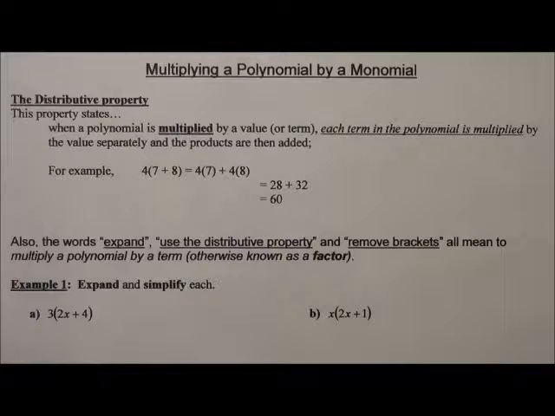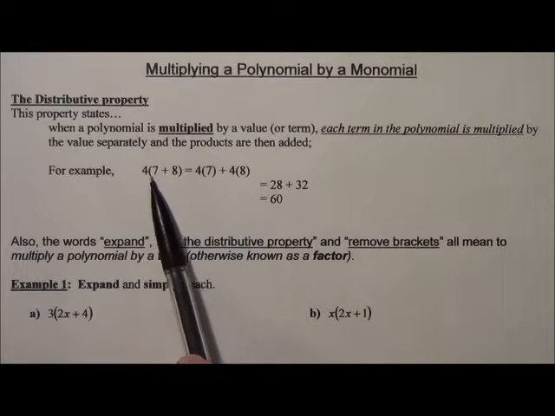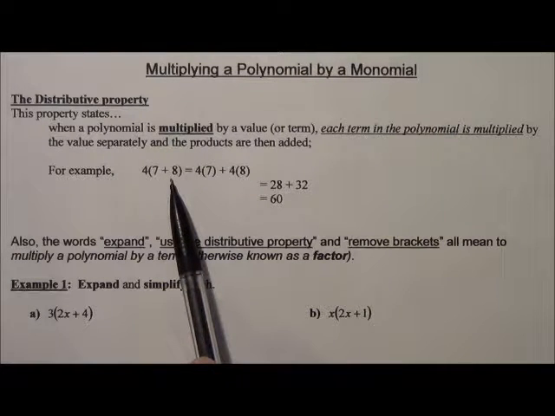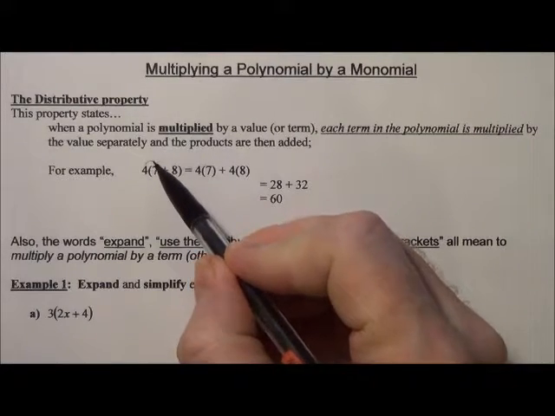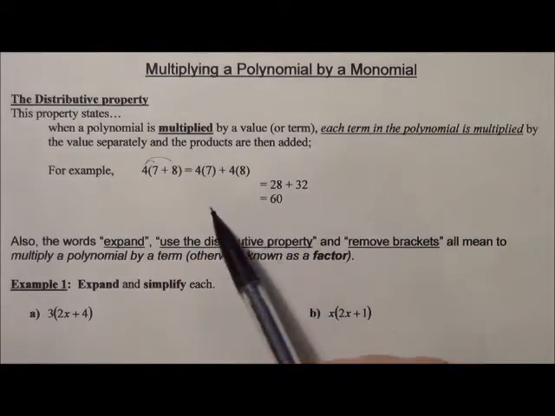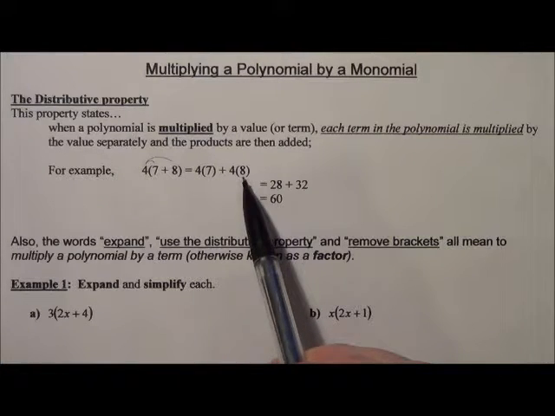When we discuss the distributive property, we mean that we are going to be multiplying each term in a polynomial by a value that's outside a set of brackets. And the products of the inside will then be added together. So, for example, if we started out with 4 times 7 plus 8, the distributive property means that we're going to multiply 4 times 7 and 4 times 8. So there we go, 4 times 7 plus 4 times 8.